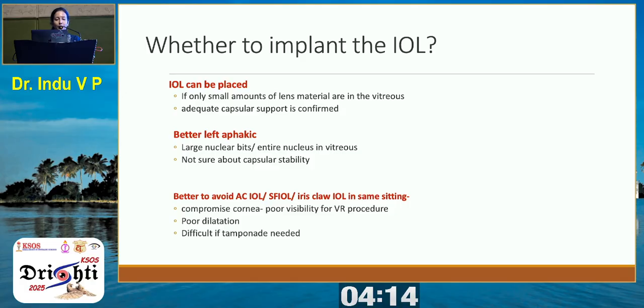Now, the second question that you will have is whether to implant the IOL or not. The IOL can be placed only if a very small amount of nucleus material or cortical material has gone in, and if there is adequate capsular support. But it is better left aphakic if large chunks of the nucleus have gone in, and if you're not sure of the capsular stability. The problem here is that sometimes during vitrectomy, we might have to remove the large chunks of nucleus material anteriorly. In such cases, you will have to remove the IOL.